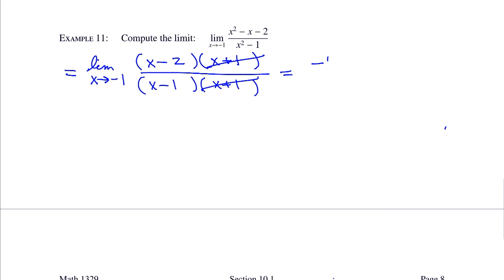It's going to be negative 1 minus 2 over negative 1 minus 1. Negative 3 over negative 2, which is 3/2.